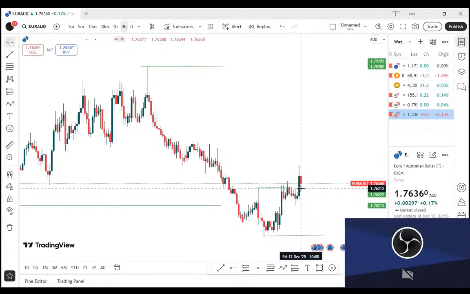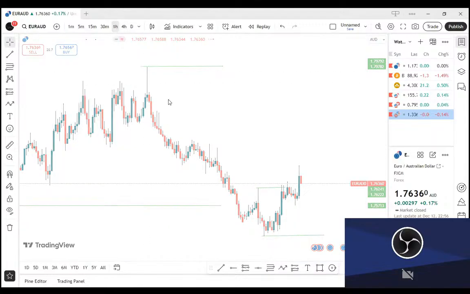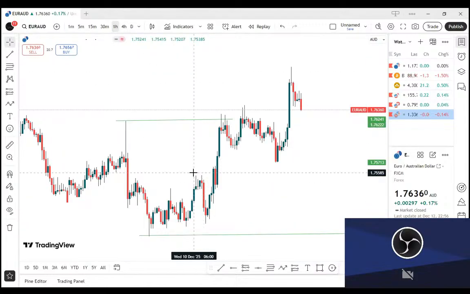So I'm not trying to say price wants to push up from here, because I have a key zone which price needs to come back to and make a retracement. What we'll do is drop down to the 1 hour time frame to see what the price is doing and the shift price is making.